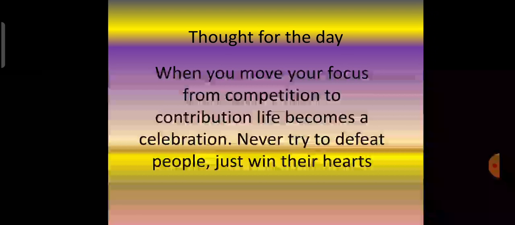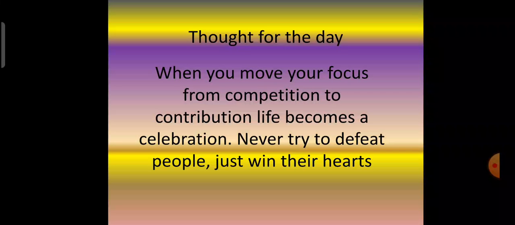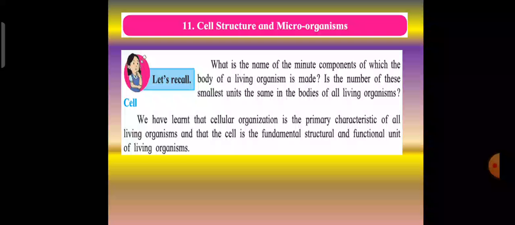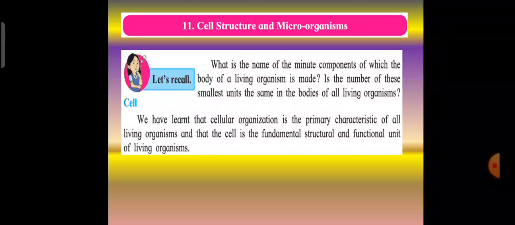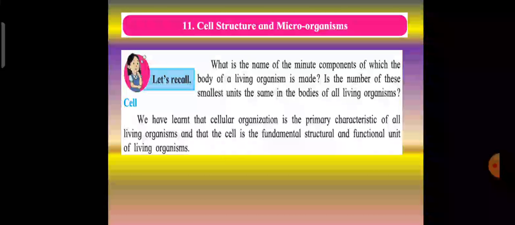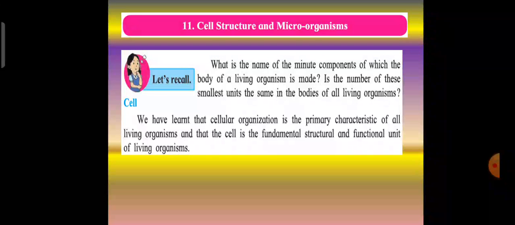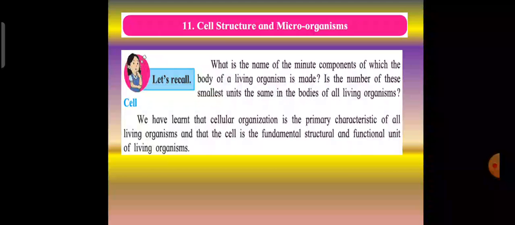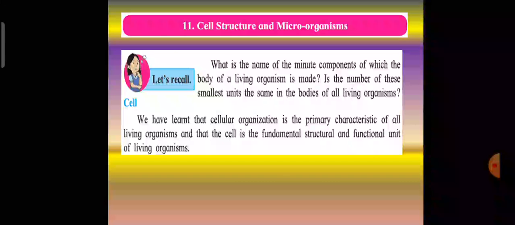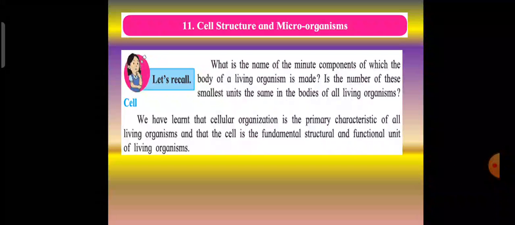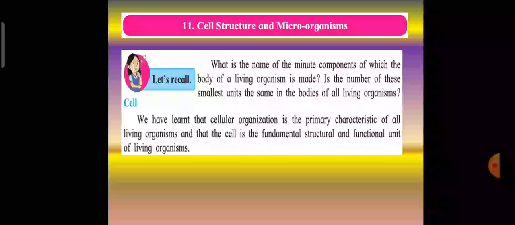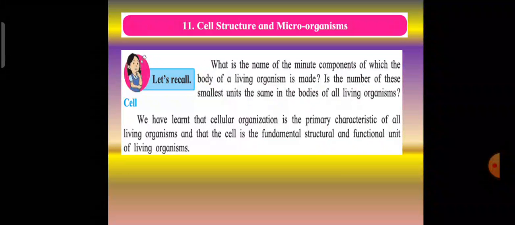With this thought, let's get started with chapter number 11, Cell Structure and Microorganisms. Let's recall. What is the name of the minute components of which the body of a living organism is made? Is the number of these smallest units the same in the bodies of all living organisms? If you recall, last year you had studied the characteristics of living things.